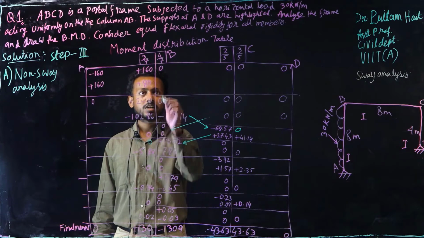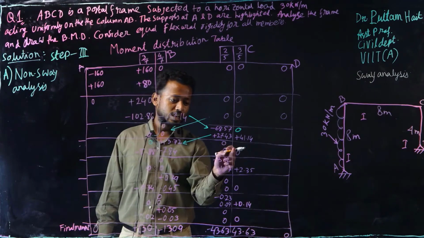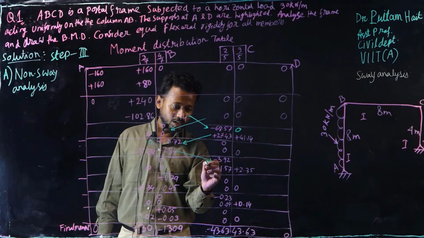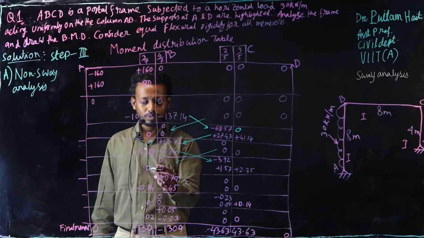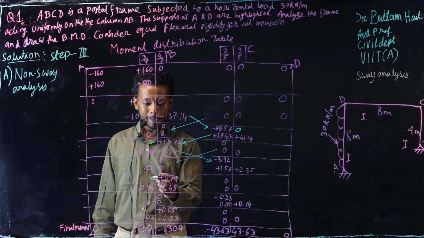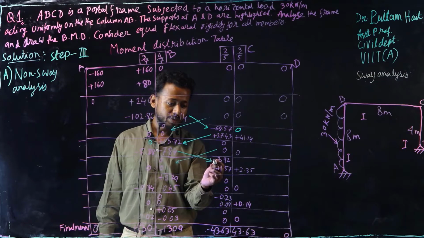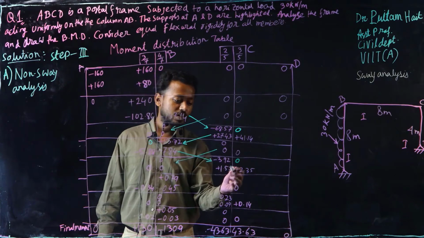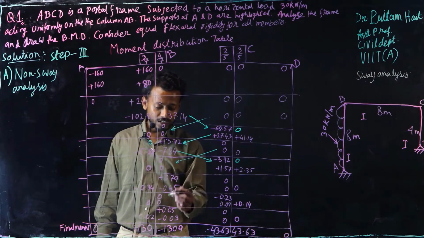Add these two moments, multiply with this factor, write it here with opposite sign. So here 0 will come. 50% of this moment will come here. 50% of this moment will come here. So this is 0, so 0 will give 0 balance moment. Then 50% of this moment has come here. So add these two moments, multiply with this factor, write it here with opposite sign. So in this way you iterate this process.